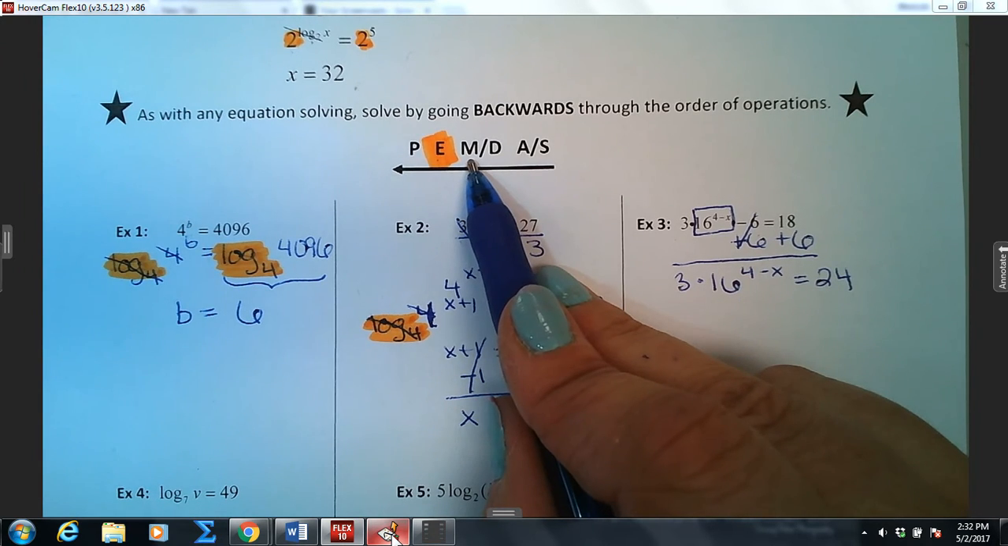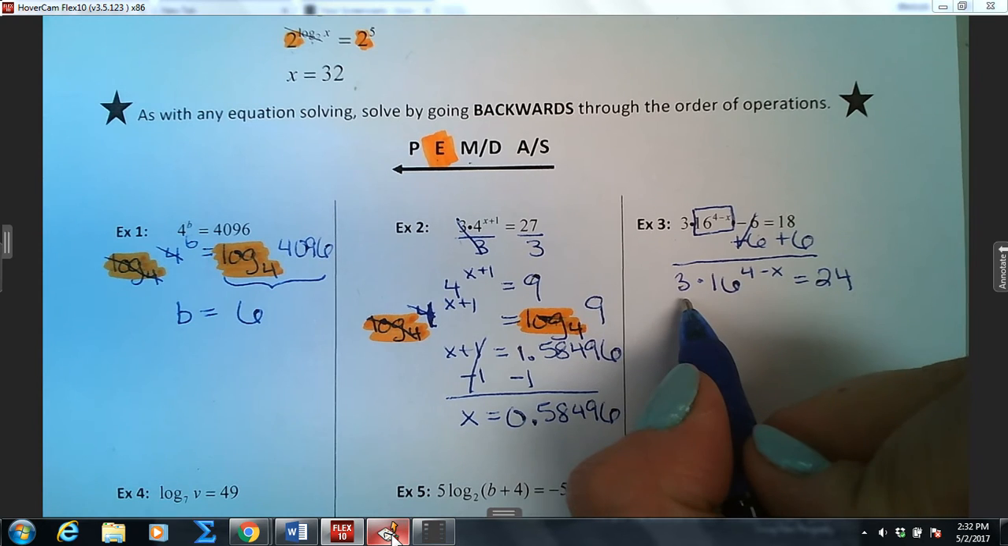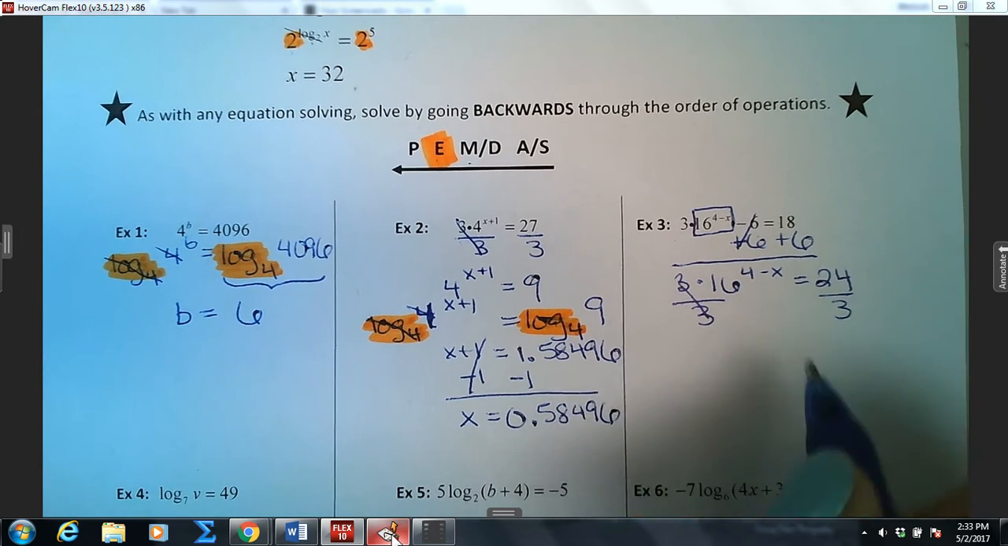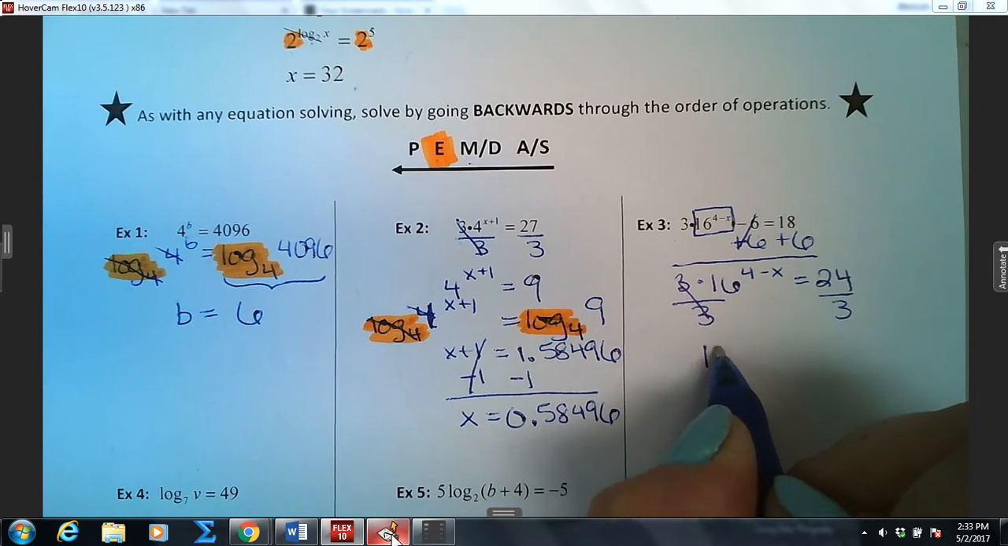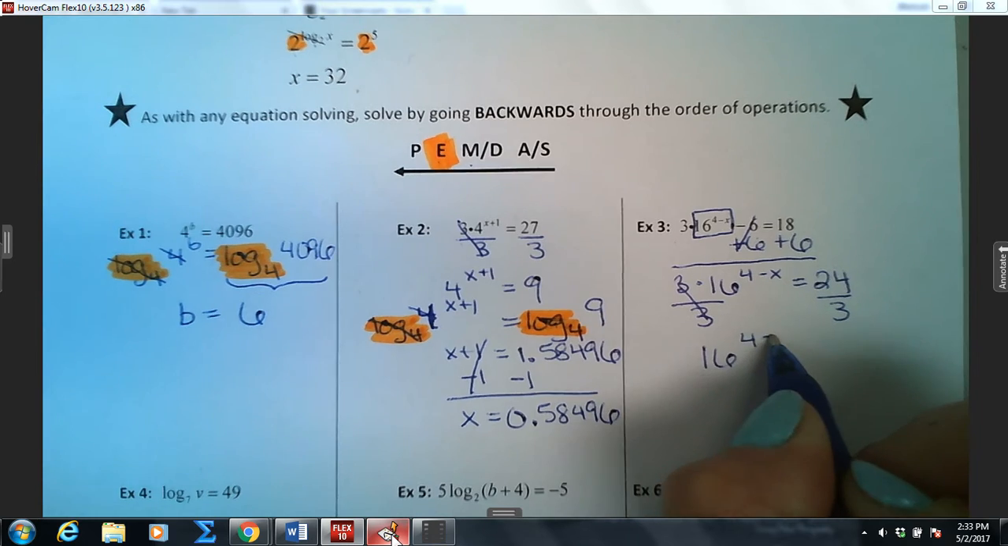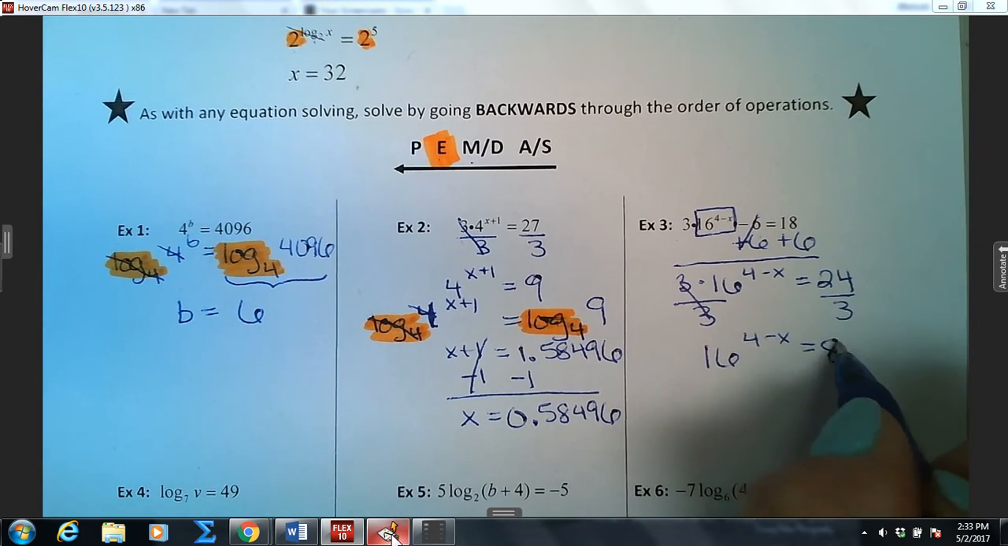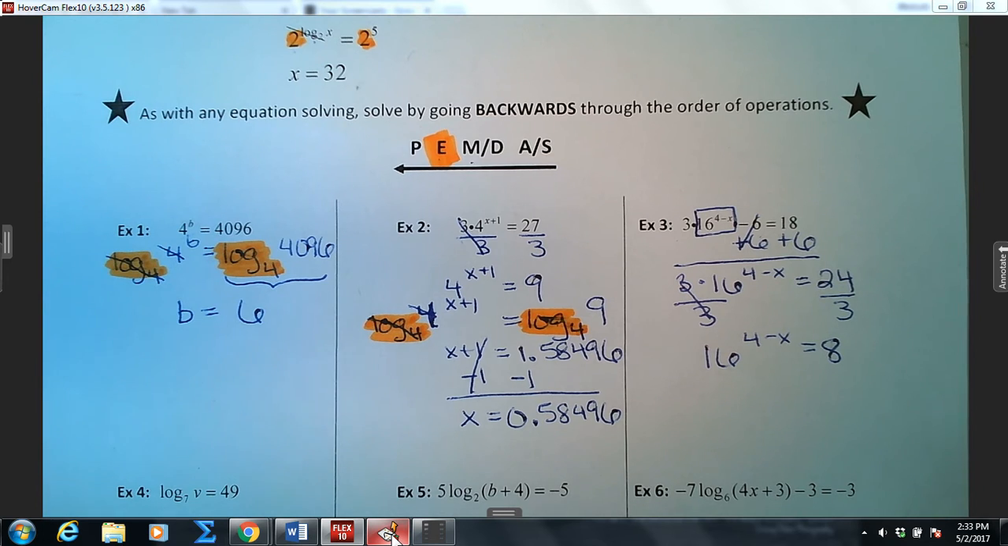Next, I need to get rid of the multiplying and dividing. This is a 3 that's multiplying the exponential, so I need to divide it off. That would leave me with 16 to the power of 4 minus x, and 24 divided by 3 is 8. Now we're to the new part. We need to get rid of the exponential base. We need to get rid of a base 16.